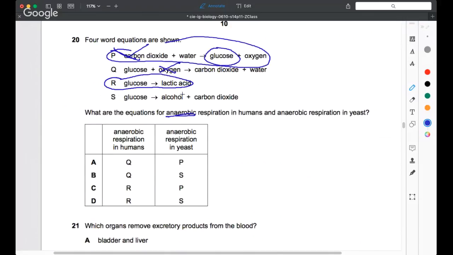And then glucose to alcohol plus carbon dioxide, that's what yeast do. That's how you make beer or wine: you use yeast without enough oxygen to make alcohol. And as a byproduct, they give off carbon dioxide. So anaerobic respiration in humans is R, so one of these two. And anaerobic respiration in yeast is S, so this one. So the correct answer is D.